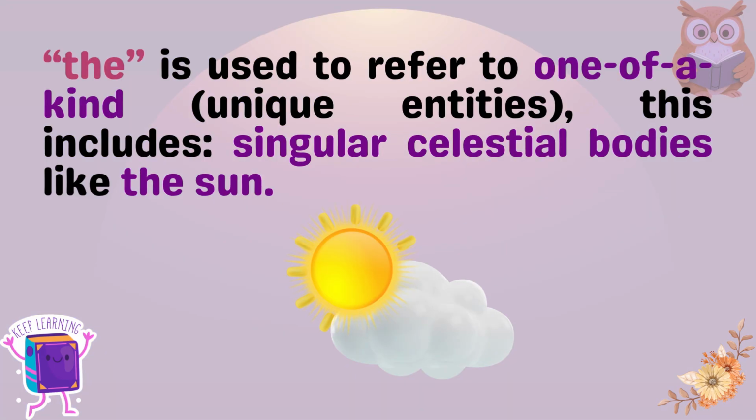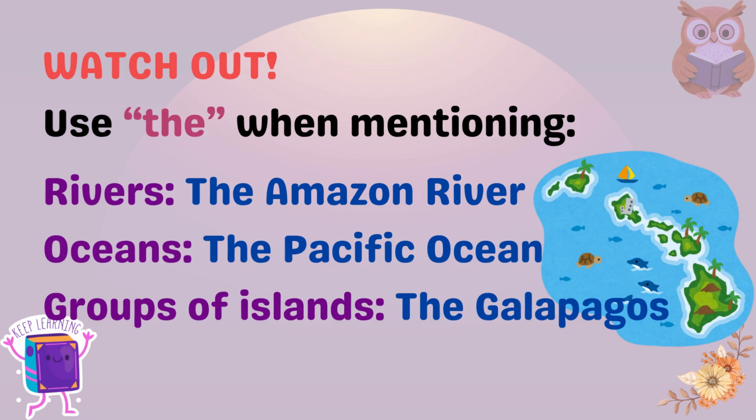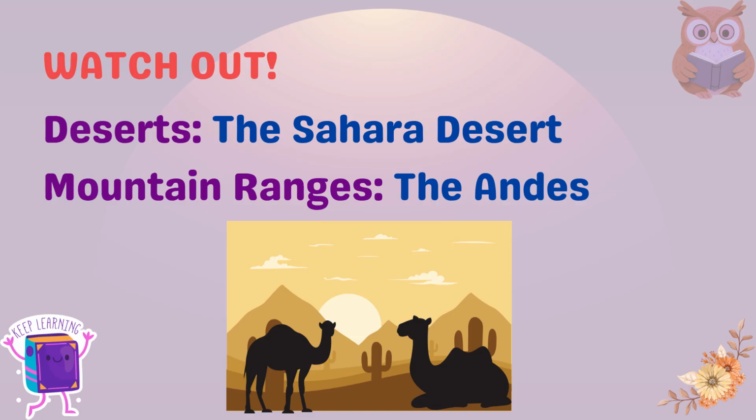The is used to refer to one-of-a-kind, unique entities. This includes singular celestial bodies like the sun. Watch out: use the when mentioning rivers, the Amazon River; oceans, the Pacific Ocean; groups of islands, the Galapagos; deserts, the Sahara Desert; mountain ranges, the Andes.